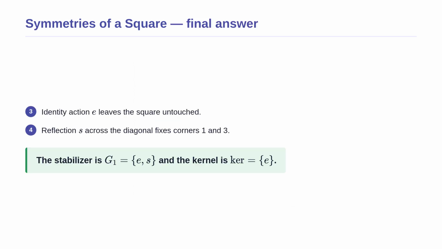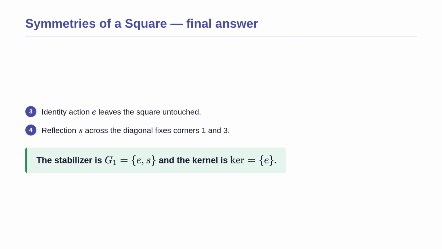Continuing with our square, we can now determine the exact stabilizer for corner number 1. The identity action E does nothing, so it clearly leaves corner 1 alone. The reflection we just visualized, S, also leaves corner 1 in its exact original physical location. Therefore, these two specific actions form the complete stabilizer subgroup for that corner.